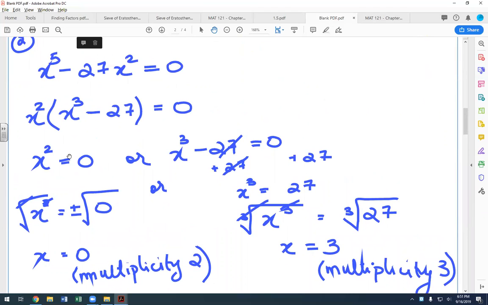So this is really the way I would go, is to set each one of them equal to 0 and use a square root and a cube root to help you out. Okay. All right, so that was using factoring to solve a higher degree polynomial.